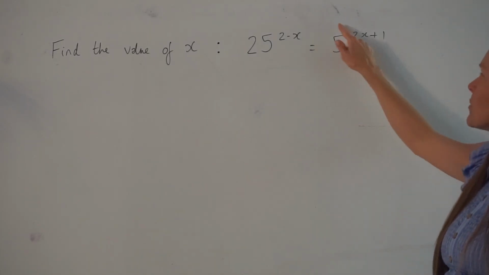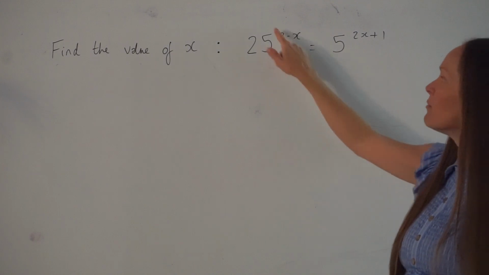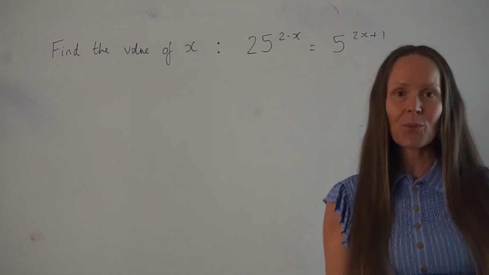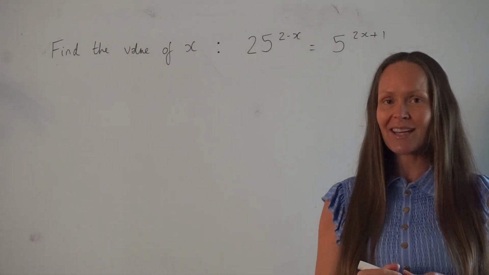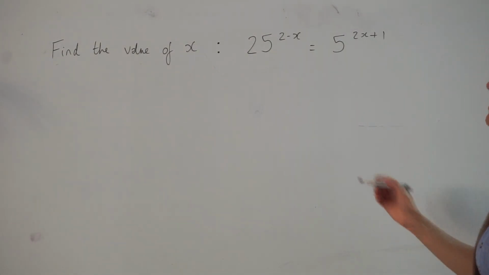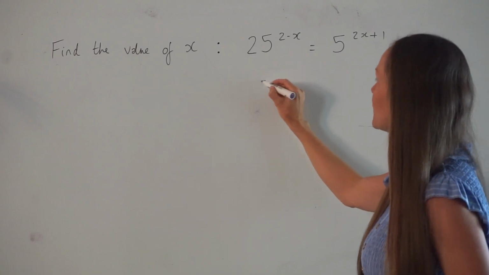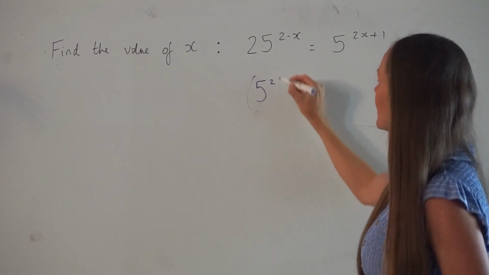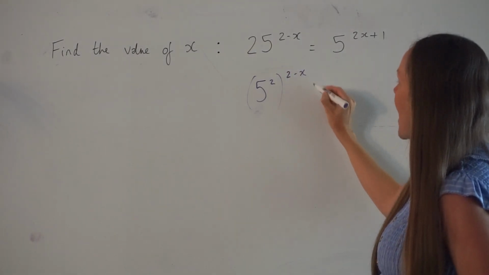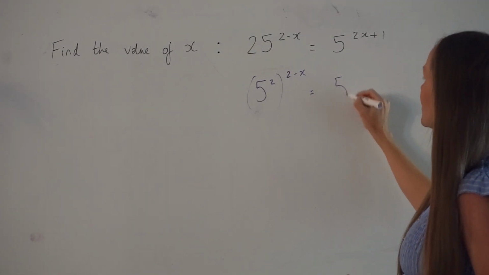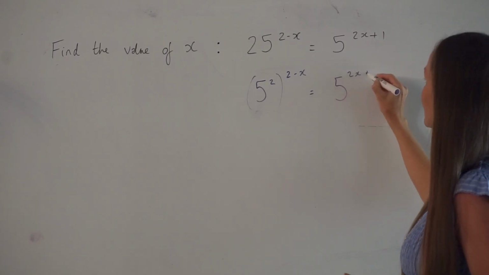So I'm going to use the base number 5 and rewrite 25 as 5 squared instead, as then we can equate their powers and solve to find x, okay? So my first step is to replace 25 with 5 squared. Remember, you're raising this to the power of 2 minus x. And the right-hand side of the equation just stays as it is.